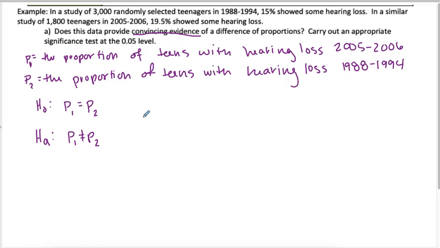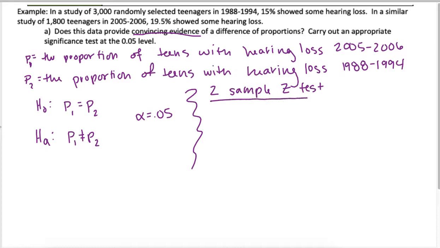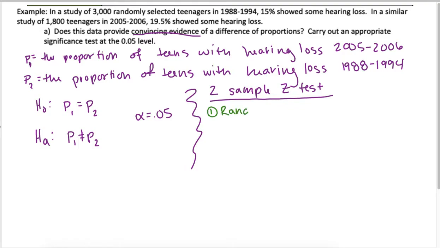So we're going to compare this at the alpha of 0.05 level here. And the way we're going to test that is we're going to do a 2 sample, one from each of those years, z-test, and check conditions. All right, so for checking our conditions, we need to make sure that both are random. Okay, so we're going to double check that these are randomly selected here in a similar study. So we're going to say that is random.